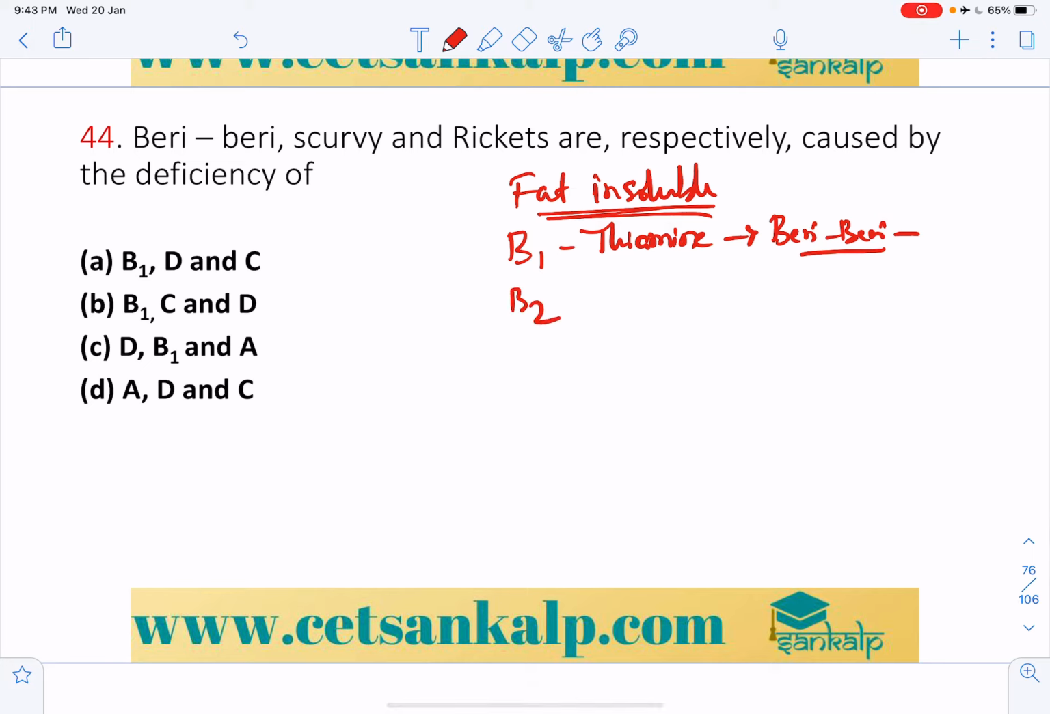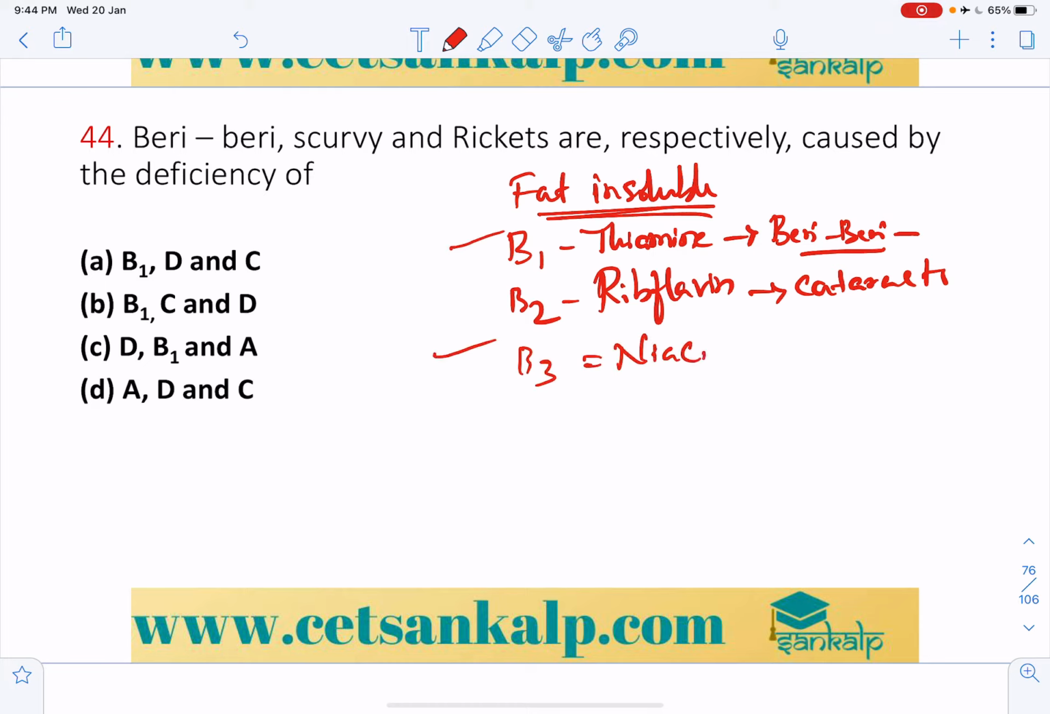And then vitamin B2, riboflavin, which generally causes cataracts. And next one more, that is niacin, that is B3, important. Niacin deficiency causes pellagra. So in case of vitamin B3 deficiency, that is mainly in pellagra, right? Cramps, nausea, and mental confusion will be there.